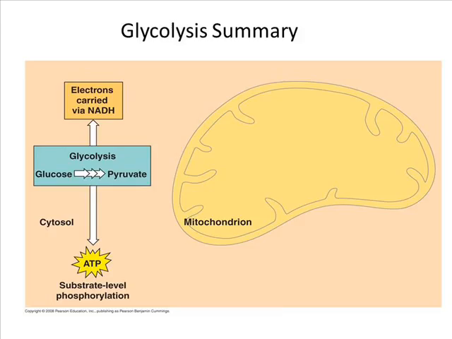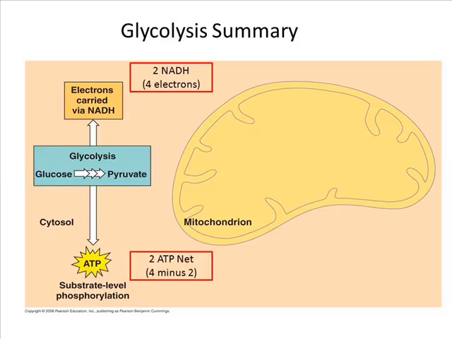So in summary, when we use glucose, we break it down into pyruvate, and this is called glycolysis. This process generates what's called NADH, and NADH is an electron carrier. And if we remember earlier on, each NADH molecule carries 2 electrons. We had 2 NADH being produced, so therefore we have 4 electrons being transported on 2 NADH molecules.